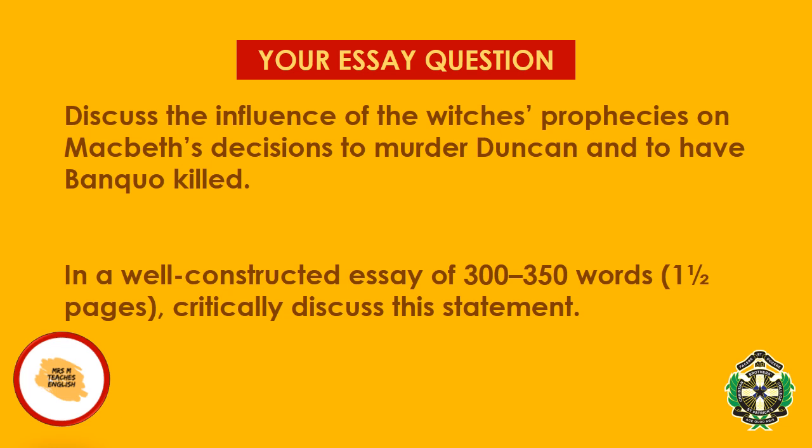Well, as you know, you're going to be writing your own essay. And here's your question. It's a variation of the one that was used as an example in the previous slides. Your question is, discuss the influence of the witch's prophecies on Macbeth's decisions to murder Duncan and to have Banquo killed. In a well-constructed essay of 300 to 350 words, approximately 1.5 pages, critically discuss this statement. So there you have it. That's going to be your formative assessment, your practice run for the final exam.